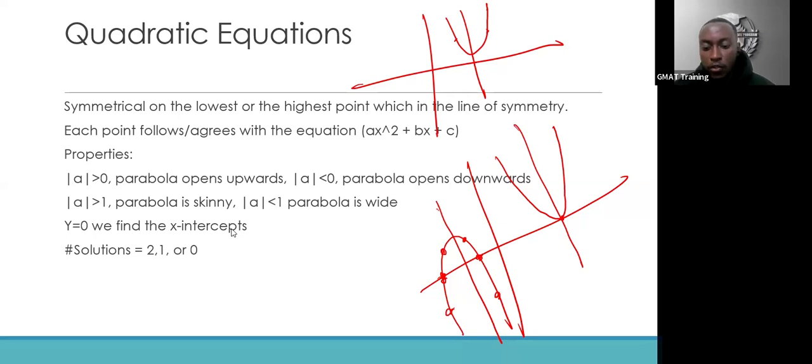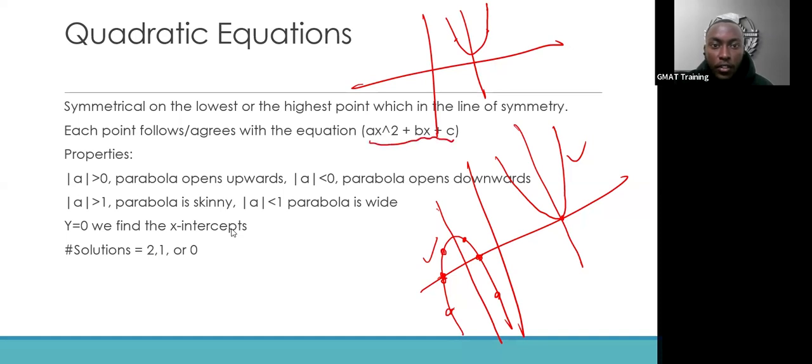Okay, and I'd also like to mention a few properties of these quadratic equations. If the value of a is positive, the parabola opens upwards, like this. If the value of a is negative, the parabola opens downwards. If the value of a is more than 1, the parabola is skinny. And if the value of a is less than 1, the parabola is wide.